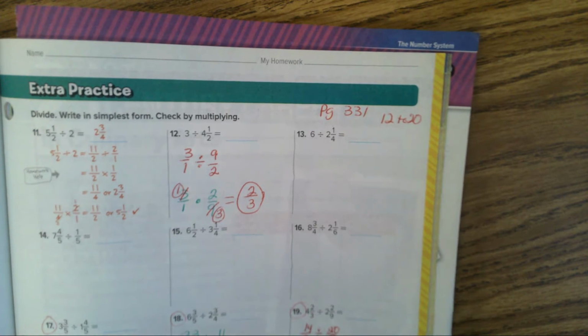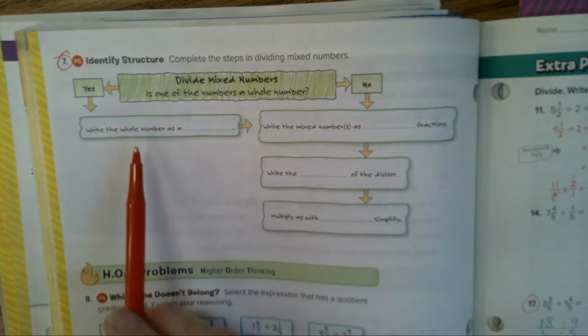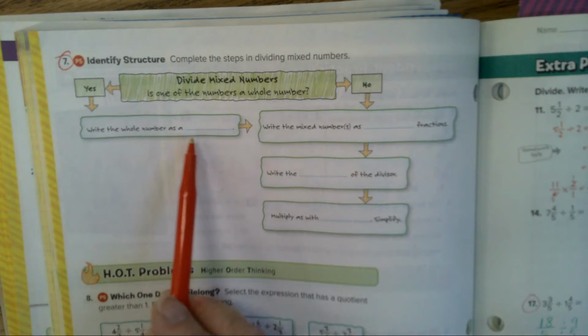Okay, now let's go to page 330. You had to do question 7. Let's go over the answers to what you should have written down on this problem. Okay? Let me make it just a little bigger on the screen. So, what did you have for the first one? Write the whole number as a fraction.